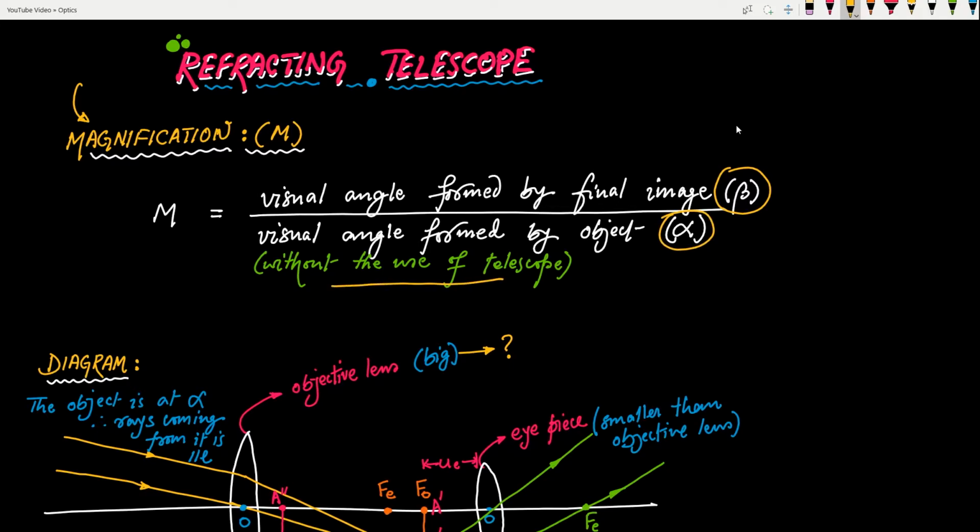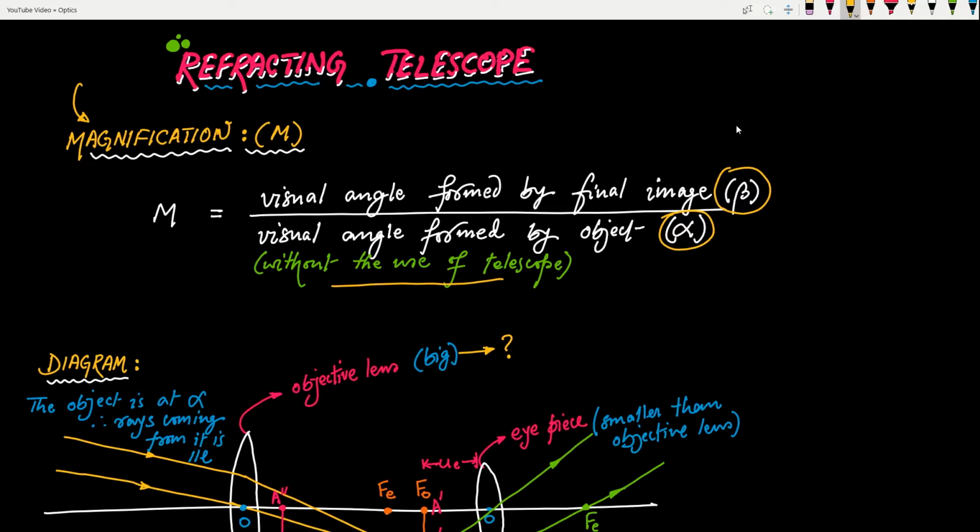In the earlier case, we did this by telling that visual angle found by the object without the use of microscope. That was taken as alpha. But there, I have taken alpha as the visual angle found by the object when the object is placed at capital D, where capital D is the distance of distinct vision, which is 25 centimeter. But here, we won't be taking alpha as the visual angle found by the object at D. Why? You need to understand this.